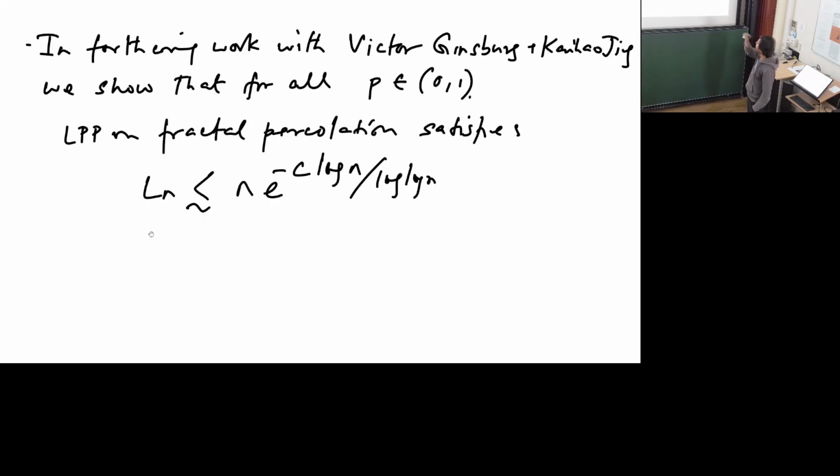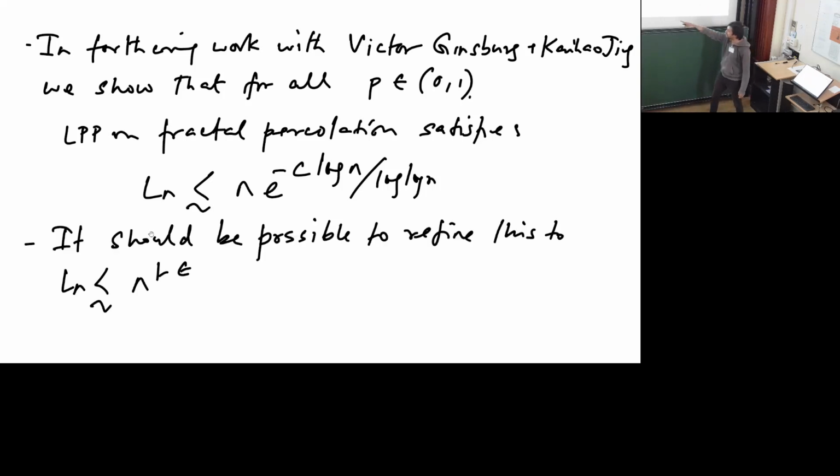In a forthcoming work with Victor and Kaihao Jing, who's also one of my students, we show that for all p, for LPP on fractal percolation, so you have a path of length n and you want to see how many points from the fractal percolation live on this path, that number is smaller than n times e to the minus c sqrt(log n), up to some log factor. This is a spurious thing, as we expect this to be n to the 1 minus epsilon. So if you do fractal percolation and you do LPP on that and see how many points there can be on any oriented path, this is the result that we proved, but the truth should be polynomially smaller than n.